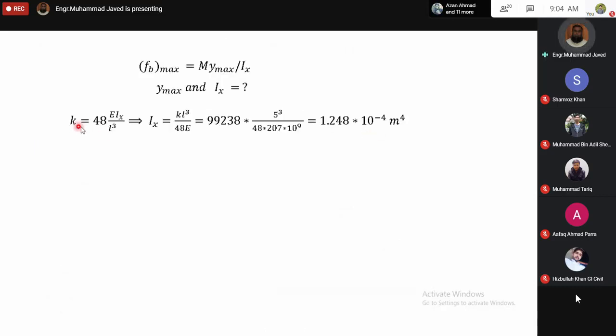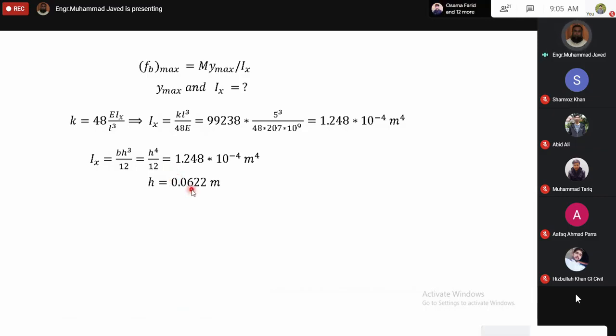तो इस इक्वेशन से हम I की वैल्यू मालूम कर सकते हैं which is equal to 1.248 into 10⁻⁴ meter⁴, and from I we can calculate the cross sectional dimension. Since the section is square, B will be equal to H. If B is equal to H, BH cube by 12 will be H⁴ by 12. From that, h is equal to 0.0622 meter.